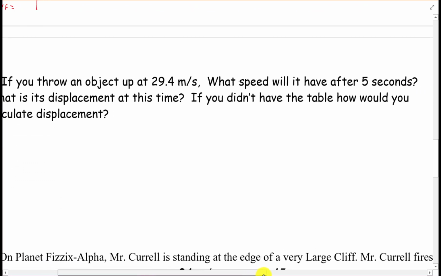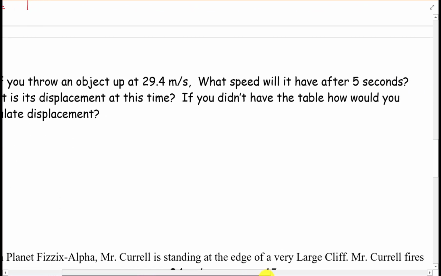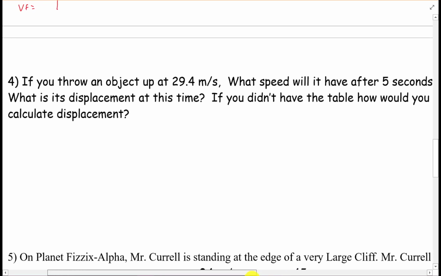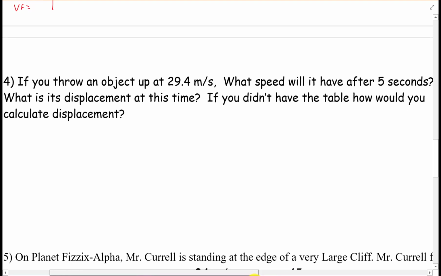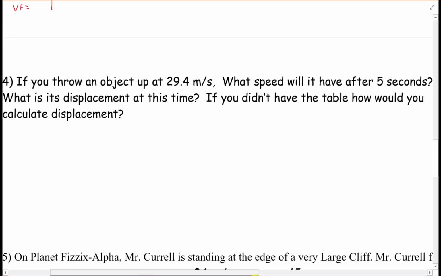If you throw an object up at 29.4, what speed will it have after 5 seconds? Do not assume it's going to be at the same height. That would be a bad one. Because if you take a look further, it says, what is its displacement at this time? And if you didn't have the table, how would you calculate it? So if you threw an object up at 29.4, what speed will it have after 5 seconds, and what is its displacement?